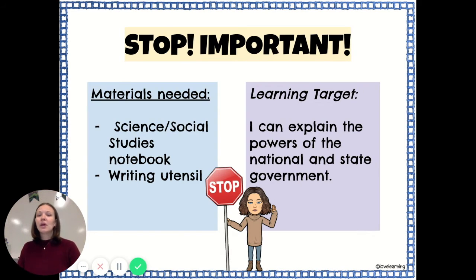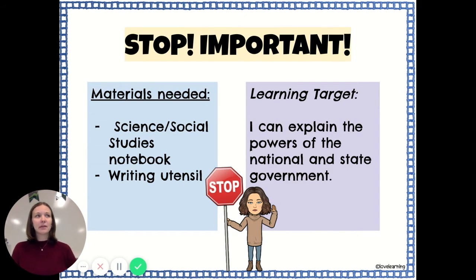So first things first, you need to make sure that you have your materials that you need. You need to have your science/social studies notebook, and you need to have a writing utensil with you, because there are some definitions in here that you should be writing down. And again, our learning target is that I can explain the powers of the national and state government.